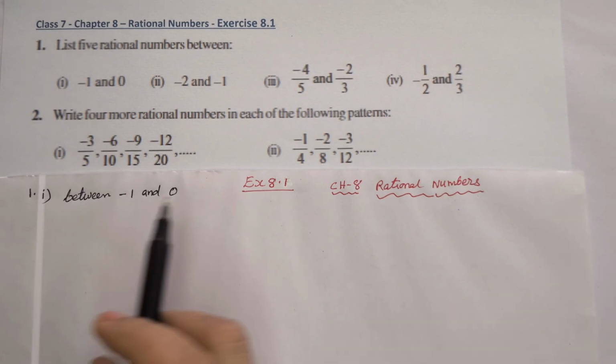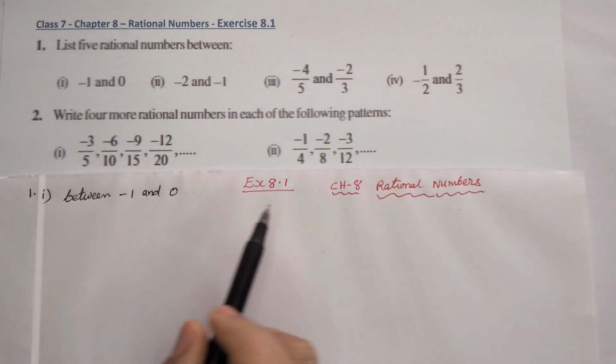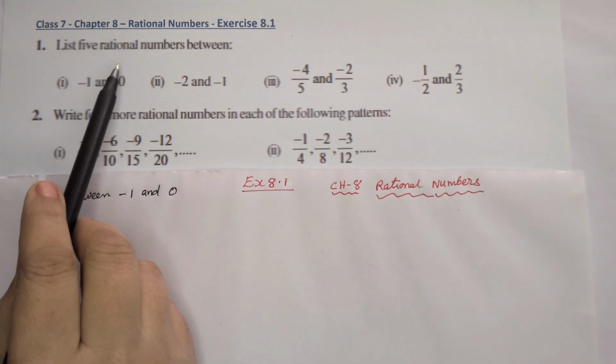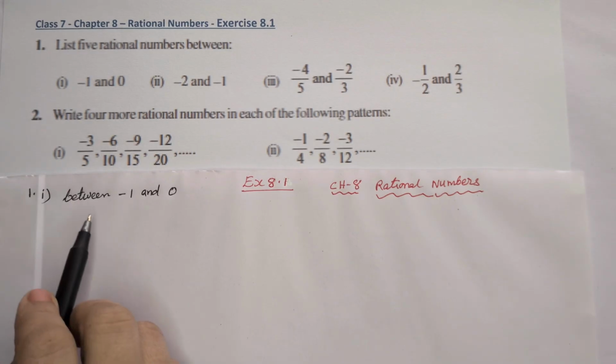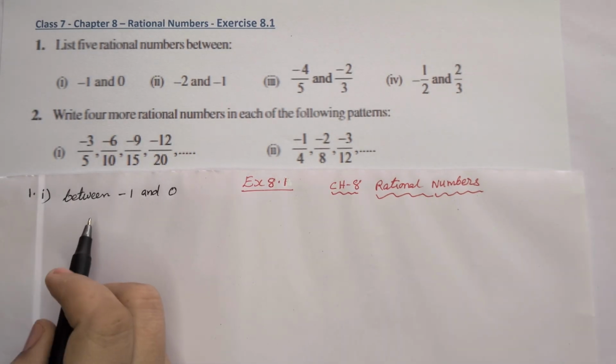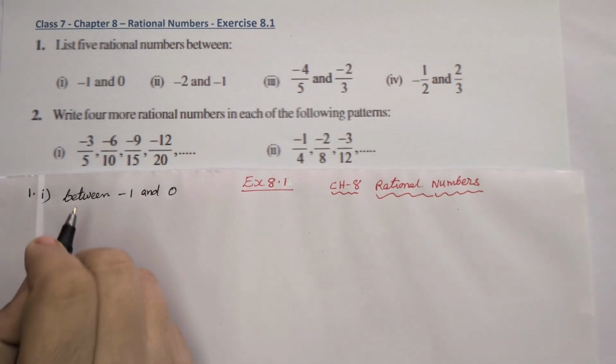Chapter 8, Rational Numbers. First exercise. List 5 rational numbers between -1 and 0.